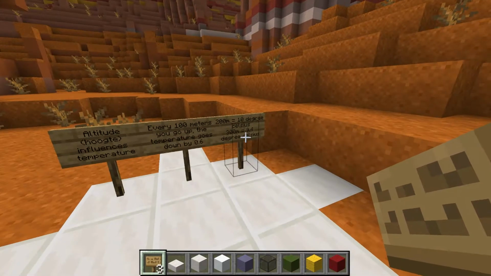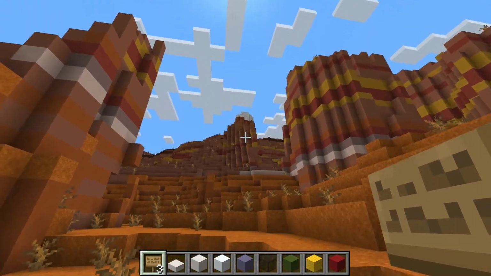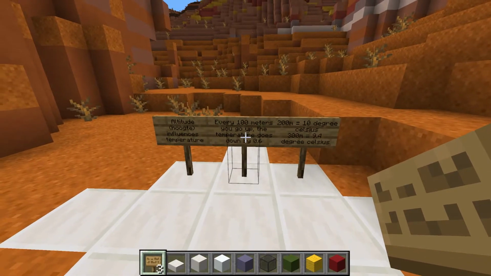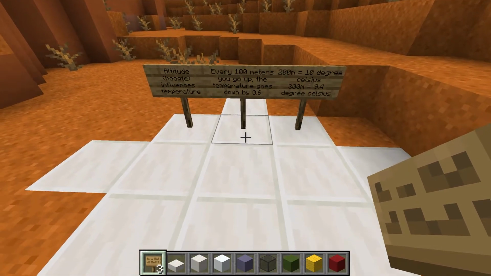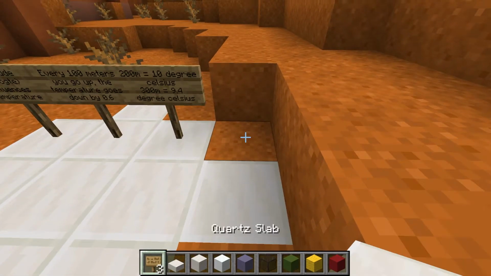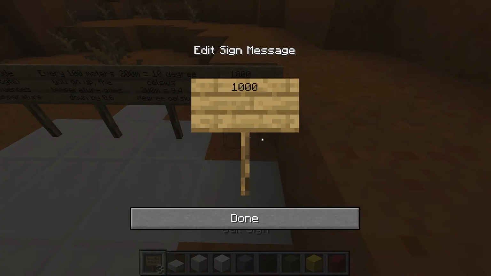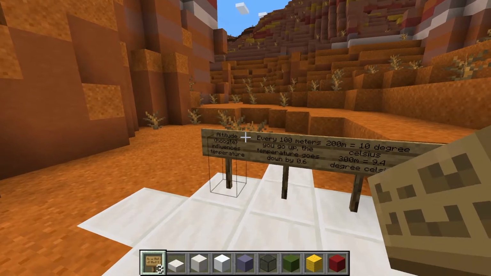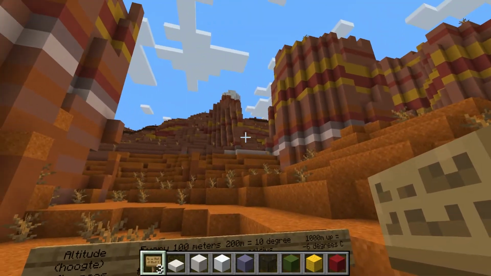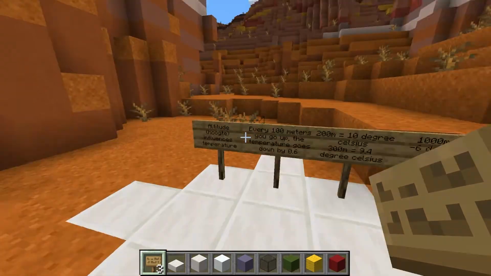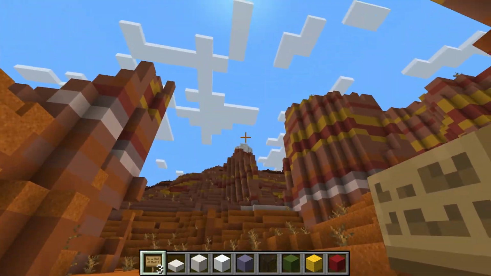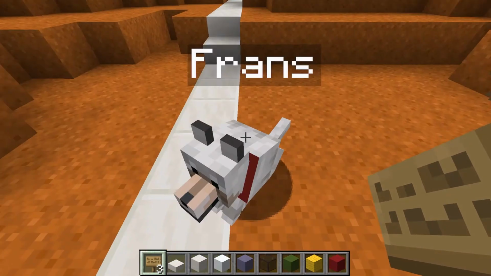You kind of have to be using some math right here. And of course, if 100 meters is 0.6 degrees down, then 1000 meters up equals minus 6 degrees Celsius. And with this, you can calculate, of course, how cold it is at certain places. And that is how altitude influences the temperature. Isn't that awesome?